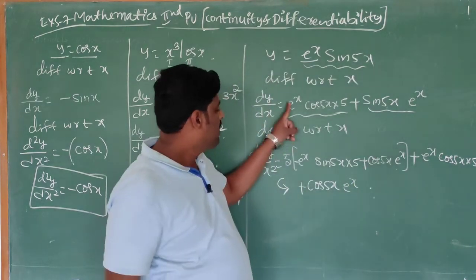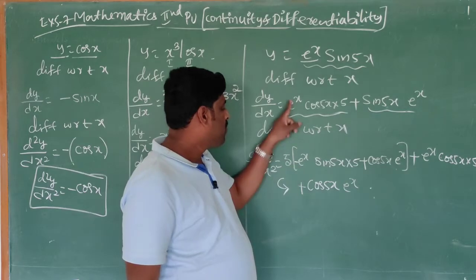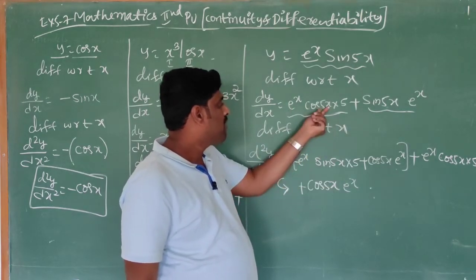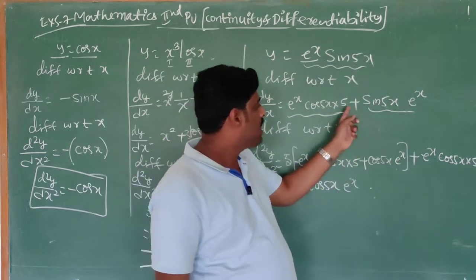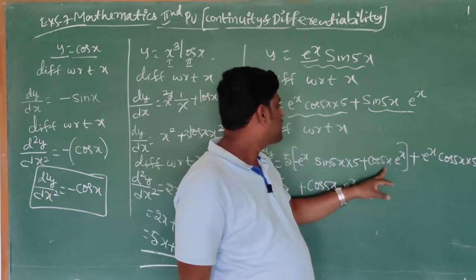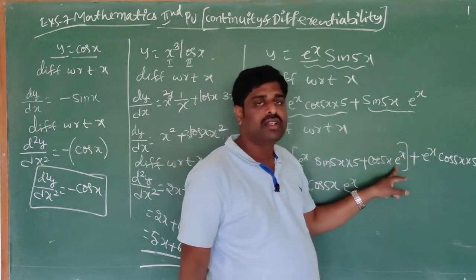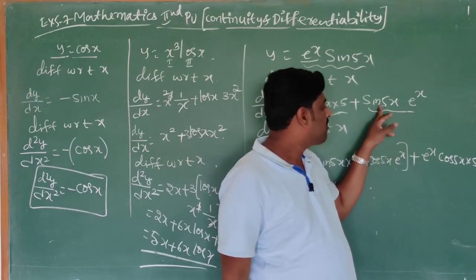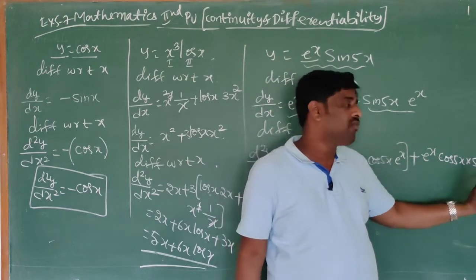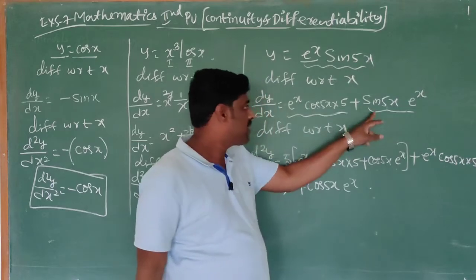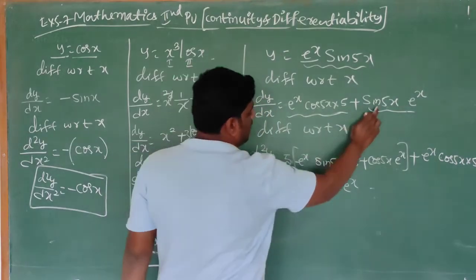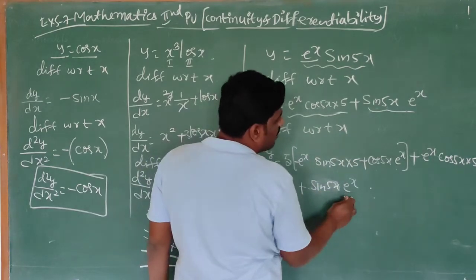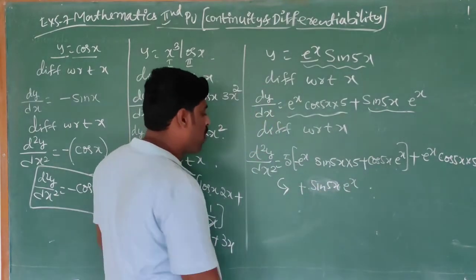Observe once again: 5 outside, e power of x as it is, cos differentiation is minus sin 5x, 5x differentiation is 5. And again plus cos 5x as it is, e power of x differentiation is e power of x. Next, e power of x as it is, sin 5x differentiation is cos 5x into 5, plus sin 5x as it is, e power of x differentiation is e power of x.